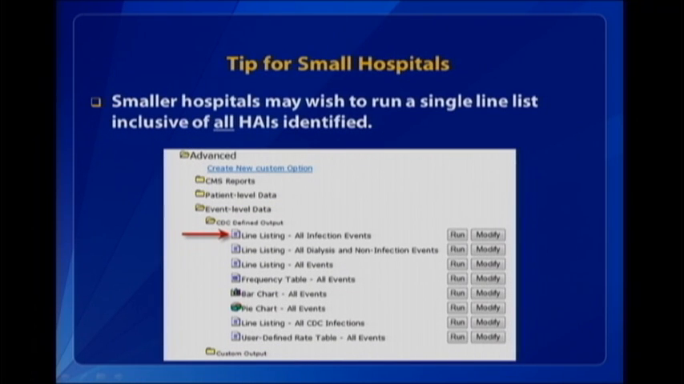Just a tip for some small hospitals, or really for anybody, if you want to do this, it's a bit of a time saver. Within that advanced folder, we have something called event level data, and the first option is a line listing for all infection events. So if you're interested in looking at all my CLABSIs and CAUTIs and SSIs and VAs, I want everything in one list, you can get that from the event level data folder within Advanced. That's also the option to use if you need to include pathogen level information that are entered for each of your infection events.